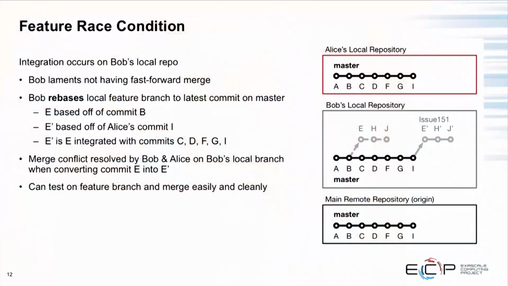So there will be that conflict between, let's say, E and C or E and D. That's going to get caught by the rebase command when it tries to establish that E prime commit. It's going to stop what it's doing, alert you to the conflict, and ask you to intervene manually to resolve that conflict.